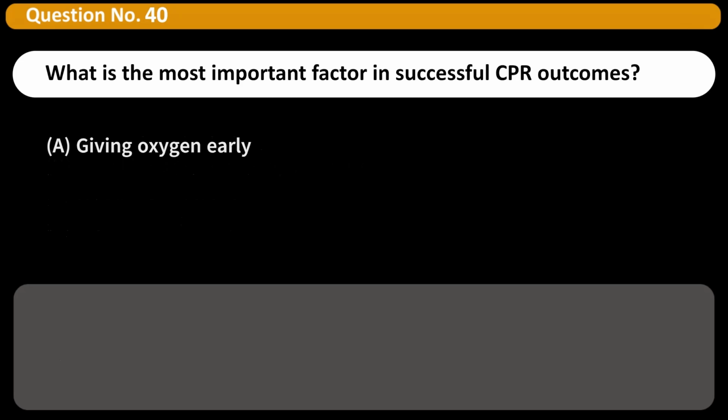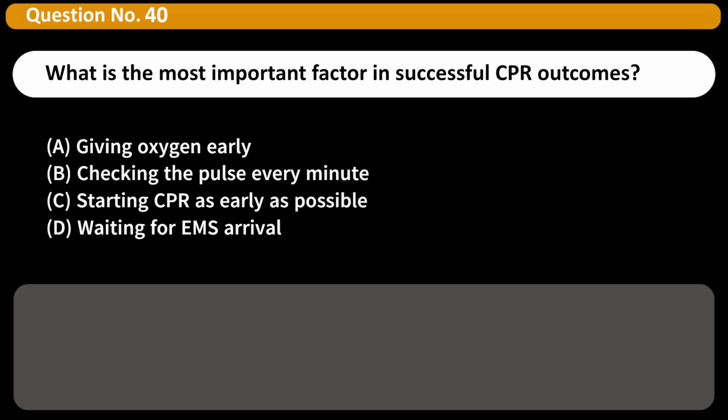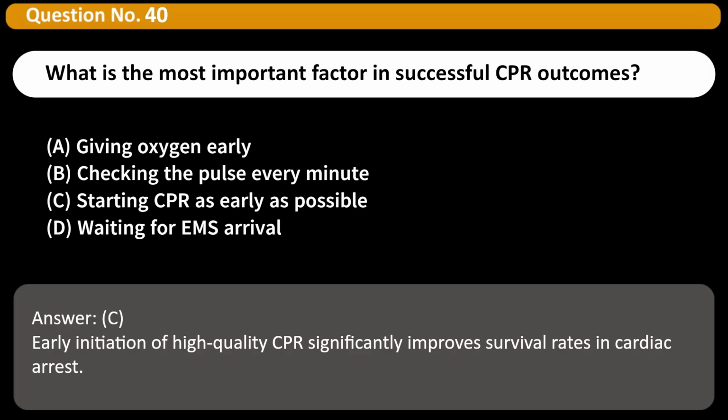What is the most important factor in successful CPR outcomes? A. Giving oxygen early. B. Checking the pulse every minute. C. Starting CPR as early as possible. D. Waiting for EMS arrival. Answer, C. Early initiation of high-quality CPR significantly improves survival rates in cardiac arrest.